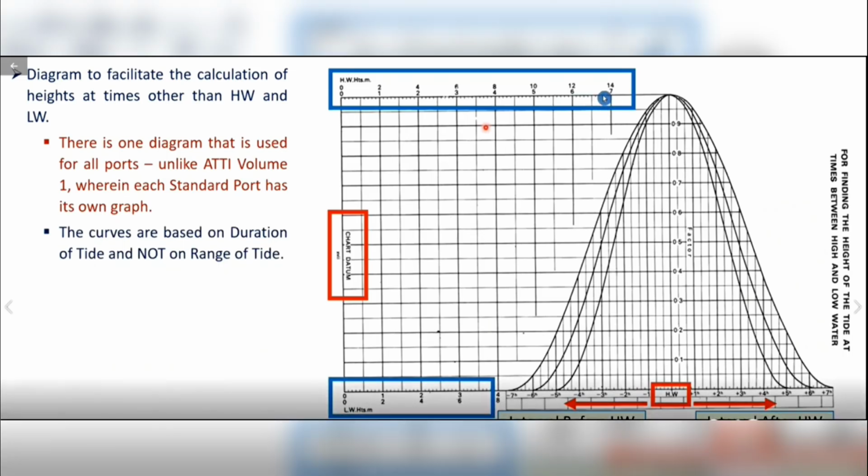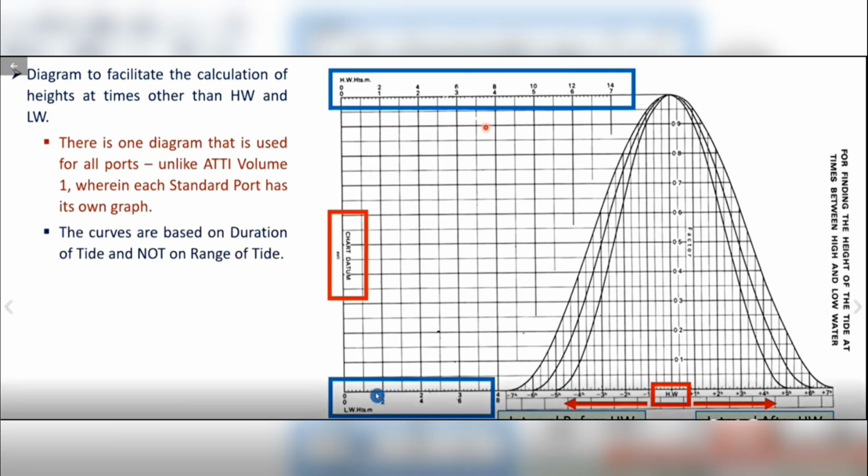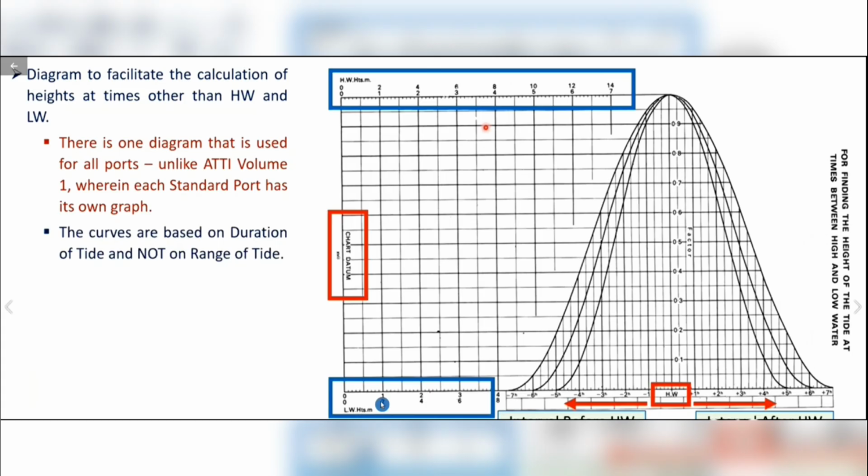So you have to be careful. You have to use 0 to 7. Don't use 0 to 4 scale at the bottom and 0 to 14 on top. Otherwise, the question will become wrong. The 1 unit of your scale should be the same whether it is for high water or for low water. Sir, can you please elaborate with an example, sir, so that it can be clear?